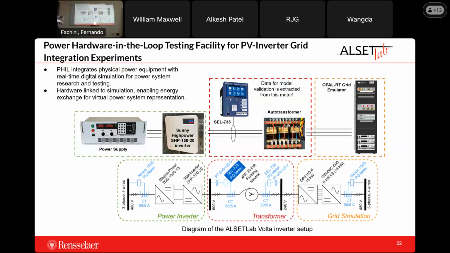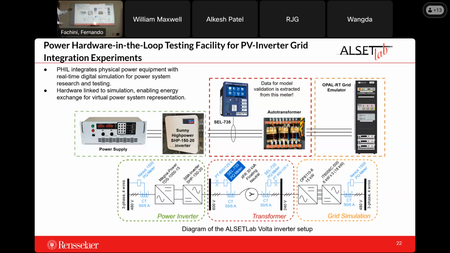Now, what is power hardware-in-the-loop? Power hardware-in-the-loop integrates physical power equipment with real-time digital simulation for power systems research and testing. It's hardware linked to simulation, enabling energy exchange for virtual power system representation. So on the bottom of the slide, we have the representation. It's the diagram of the ALSETLab Volta power hardware-in-the-loop setup. And you can see that we have three main blocks. We have the power inverter, the transformer, and the grid simulation. And in reality, the real equipment is the power inverter and the transformer, as you can see in the pictures above.